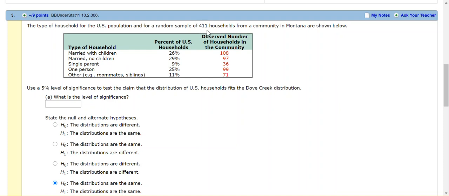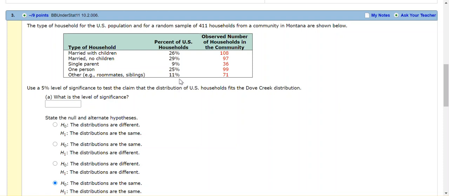Then we took 411 observations from this community in Montana. And of the 411 observations, 108 of those were married with children. And 97 of those were married with no children. So if I look at just the second line, I take 97 divided by 411 observations, that's 24%. 24% is certainly different than 29%.